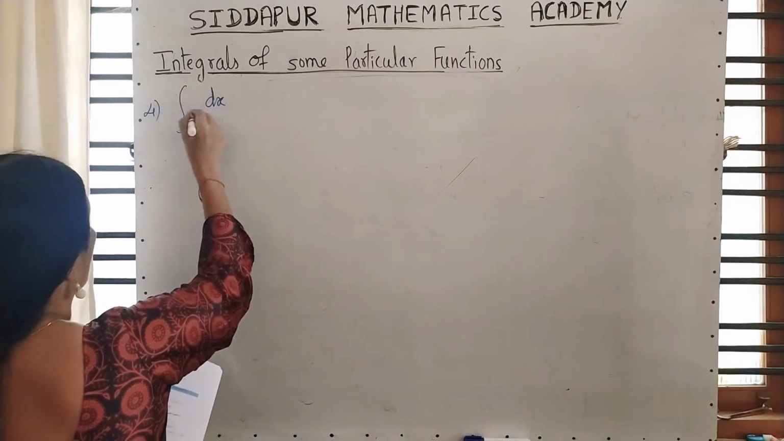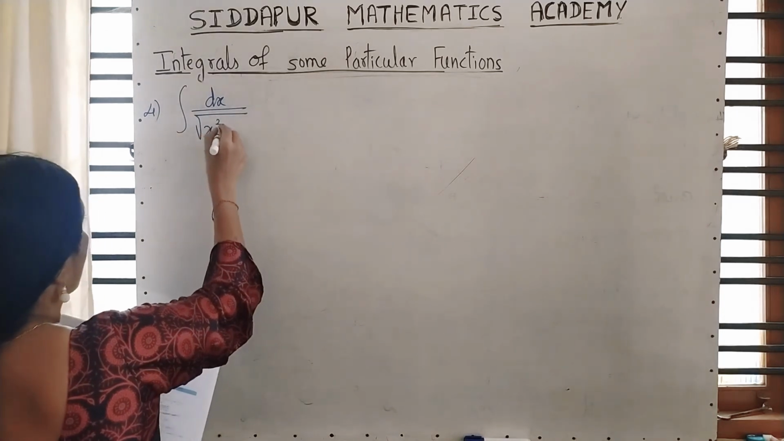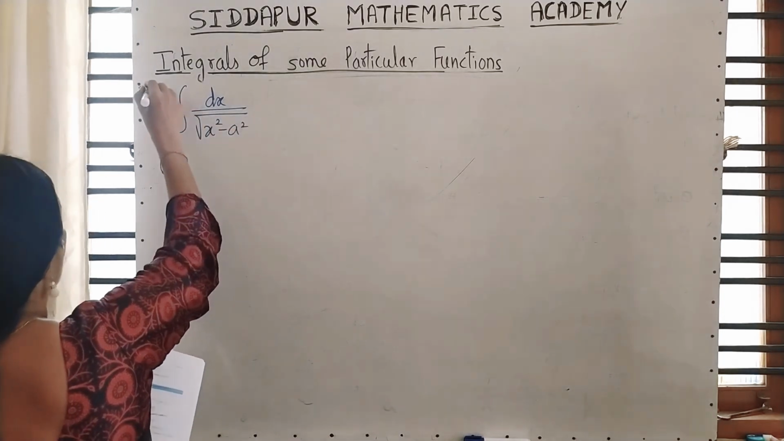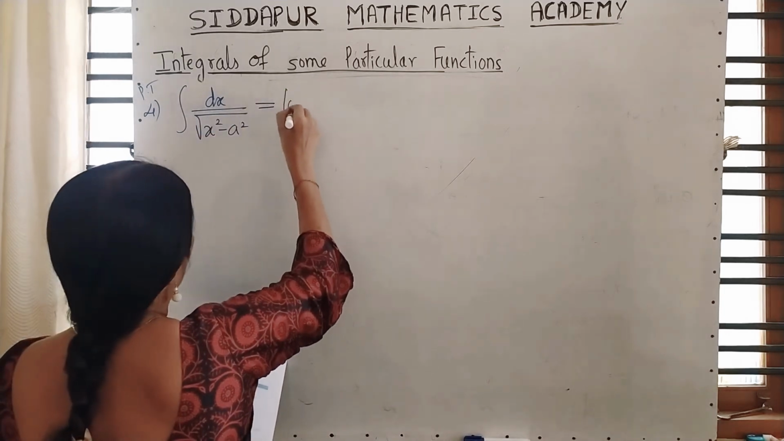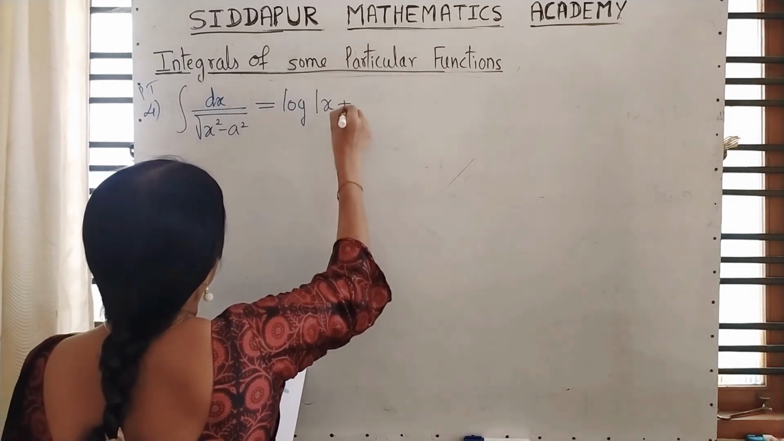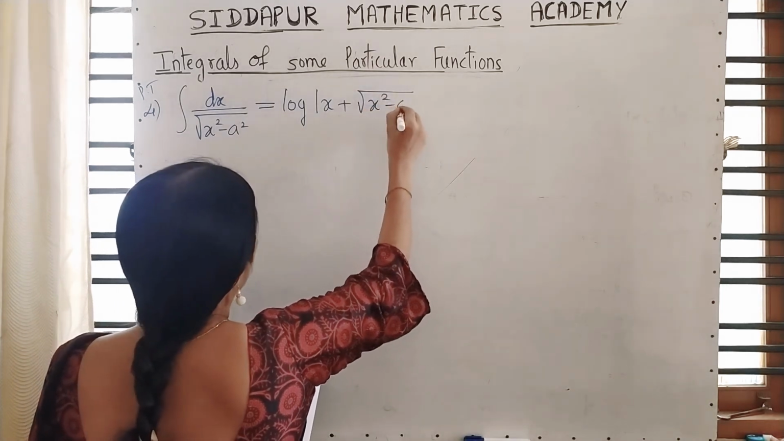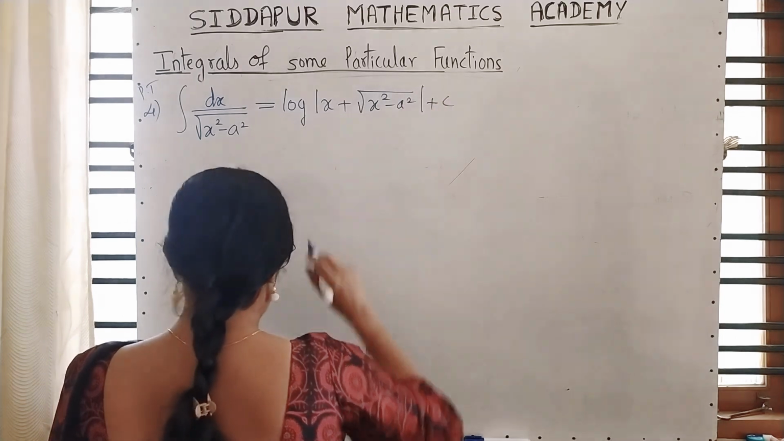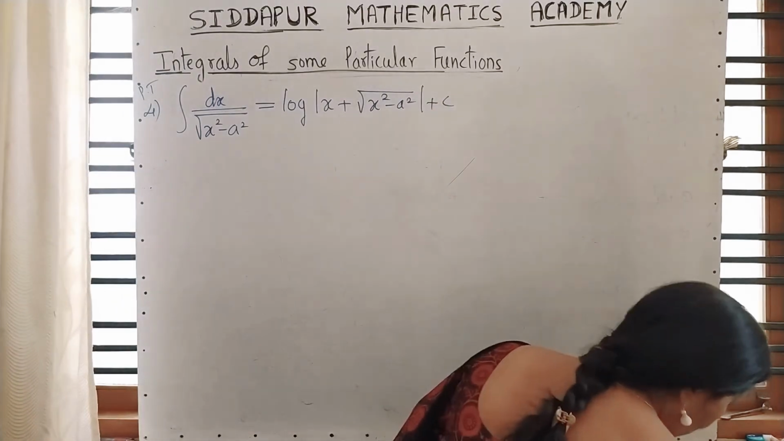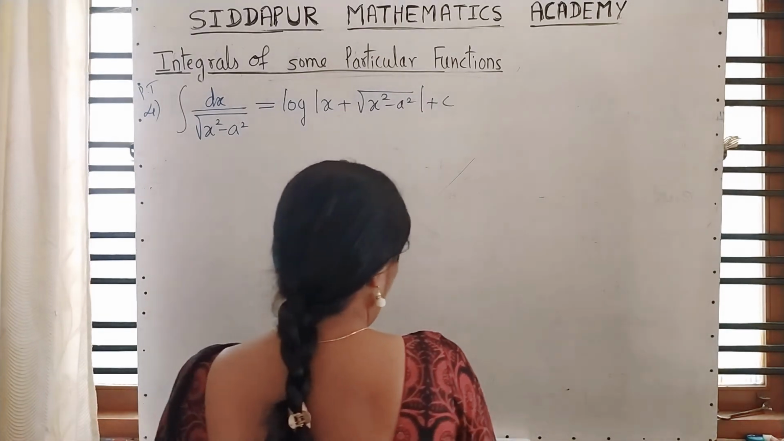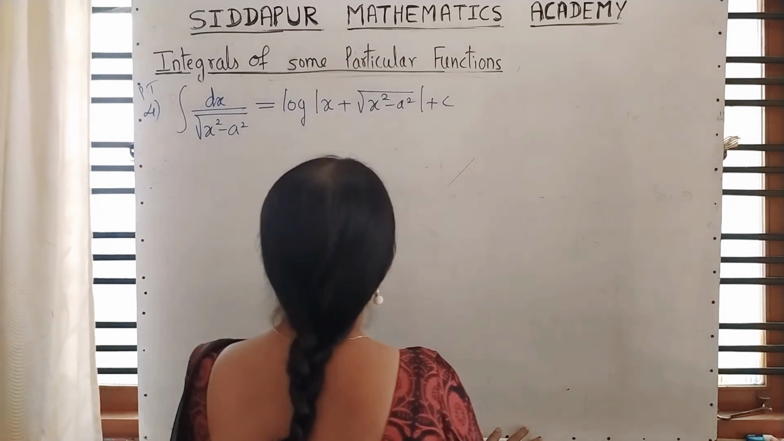dx upon root of x square minus a square, same, prove that, is equal to log of mod x plus root of x square minus a square plus c. So here the concept is very simple. If you are thorough in the first year formulas, now write down the first LHS. Consider the LHS.